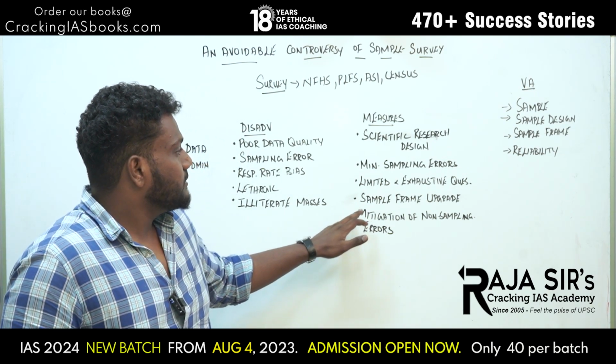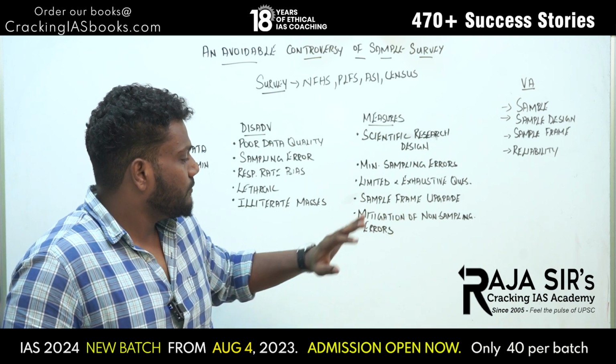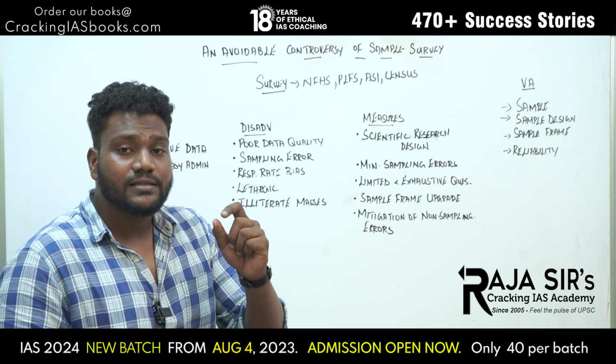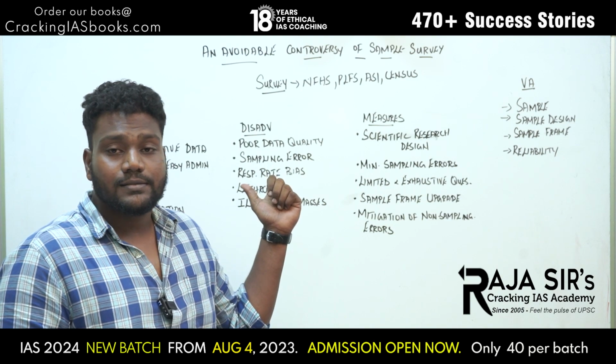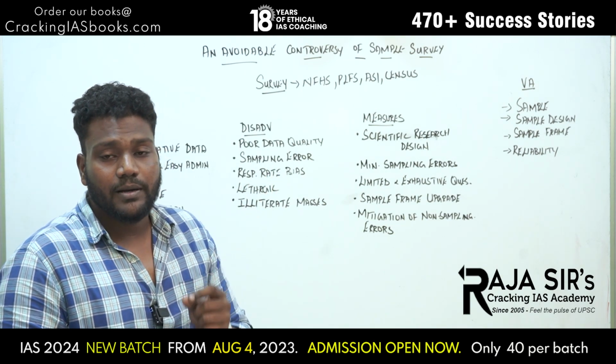And the last measure that can be cited is the mitigation of non-sampling errors. Non-sampling errors, in the sense, it is especially the response rate bias that has to be reduced.